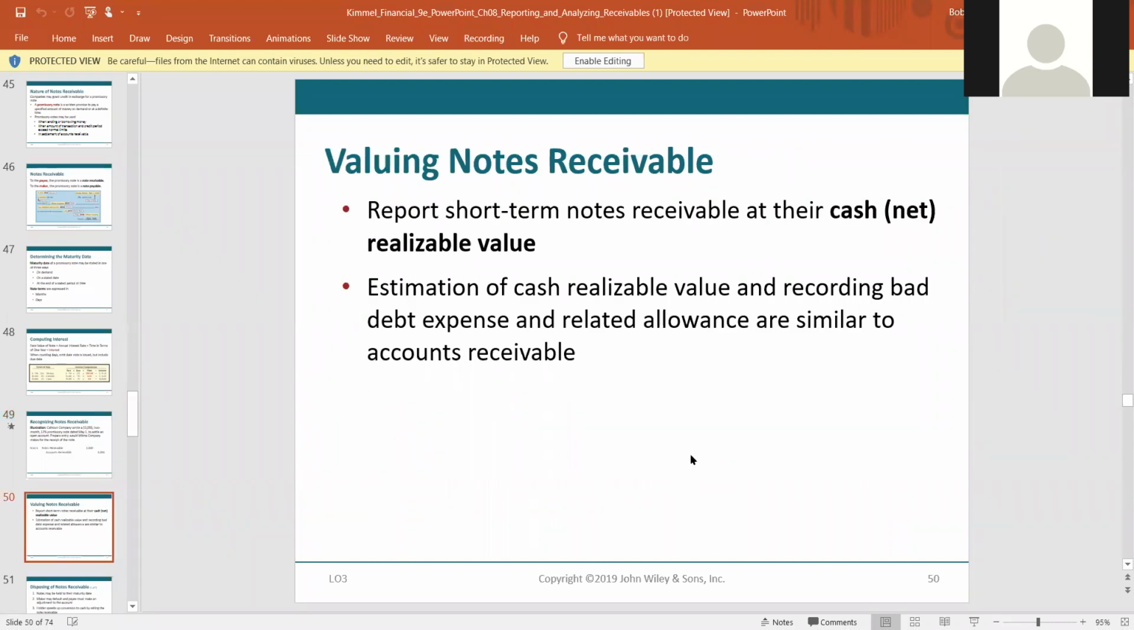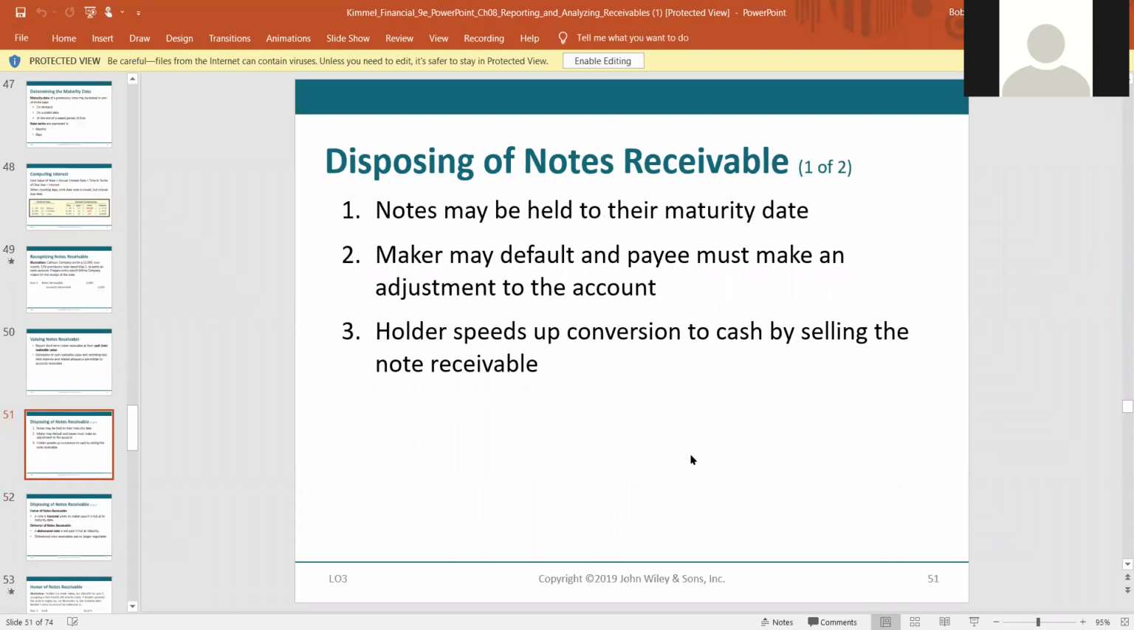Valuing notes receivable, they're valued obviously at their net realizable value. Estimation of cash realizable value, and recording bad debt expense and related allowance are similar to accounts receivable. Notes may be held to their maturity date. The maker may default, and the payee must make an adjustment to the account, or the holder speeds up the conversion to cash by selling the note receivable. Just like you sold your receivables, notes can be sold in the open market, just like a stock.